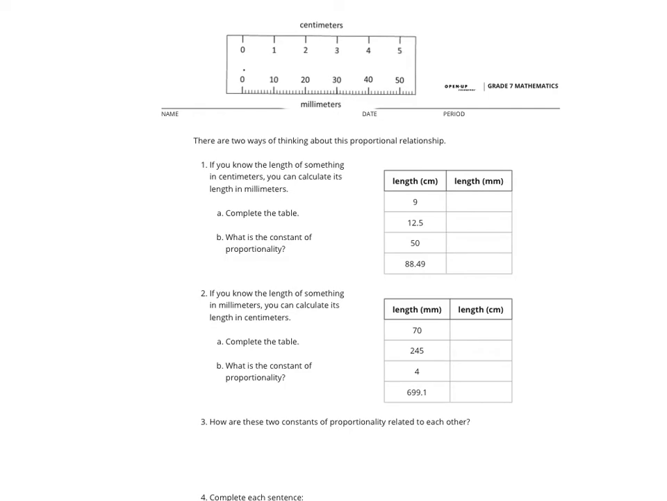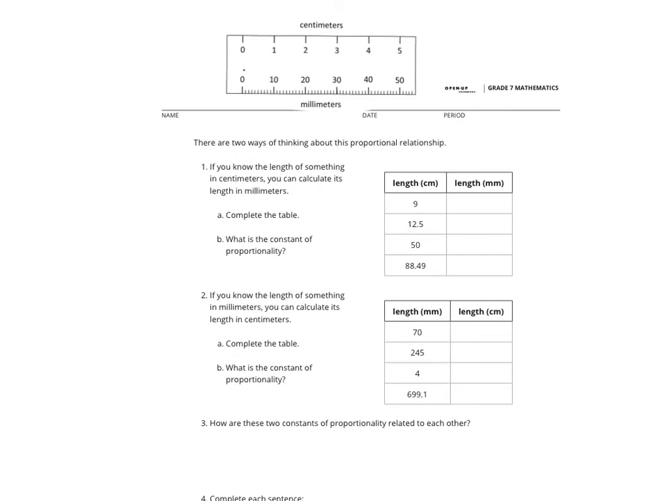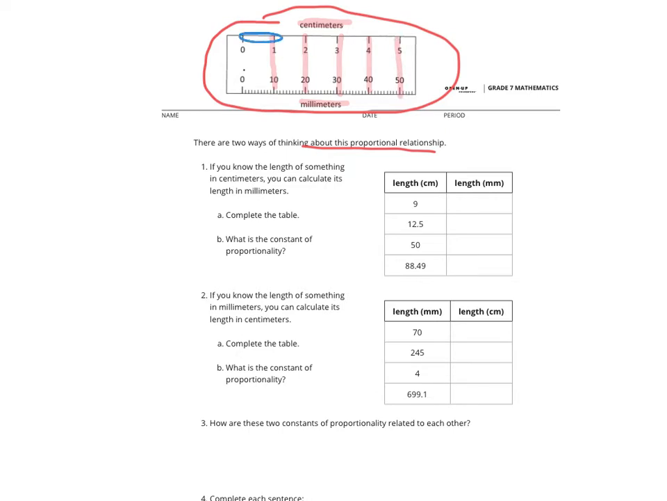All right, so the question is, there are two ways of thinking about this proportional relationship between millimeters and centimeters. Okay, so this is what we're looking at. And let's look at this ruler. We have centimeters on the top, and we have millimeters on the bottom. And what do you notice? This is kind of like a double number line. What do you notice about that relationship? Every one of those centimeters happens to have 10 millimeters in it. Every 1 centimeter has 10 millimeters in it.